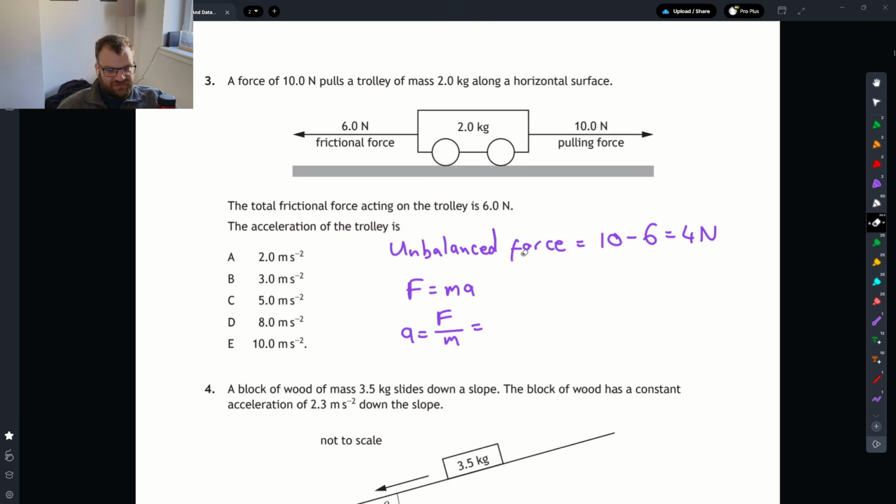Rearrange for a is F over m. That means our unbalanced force of 4 on top, 2 is the mass on the bottom, and that gives us 2 meters per second squared, which is answer A in this question. So I find that one pretty straightforward.